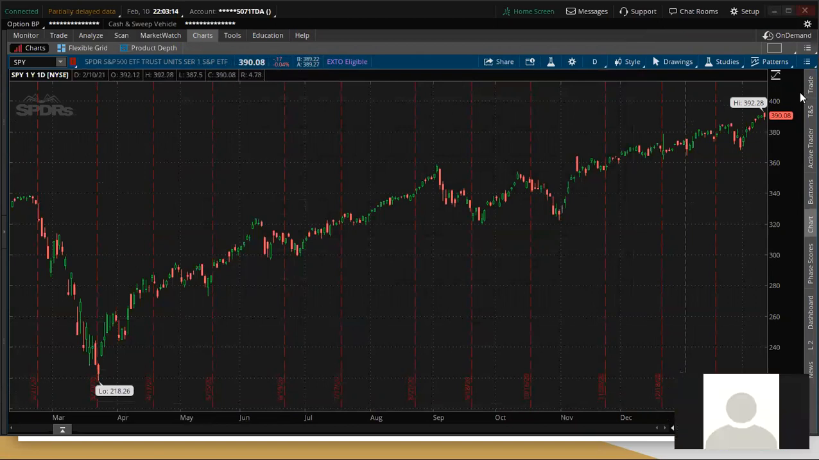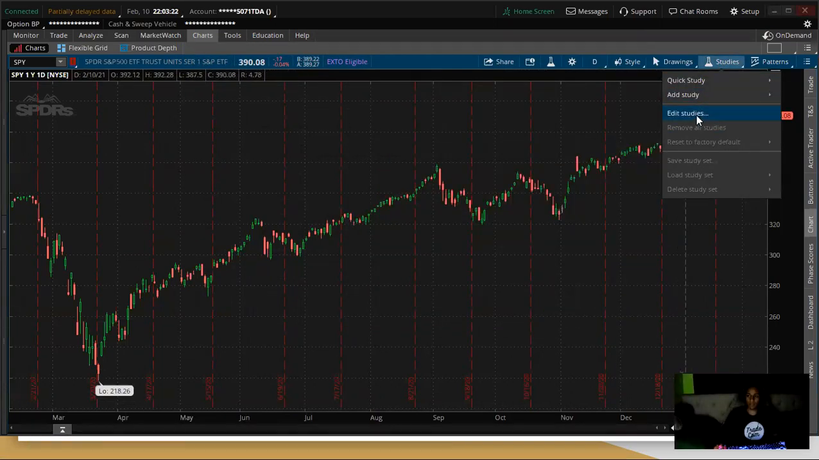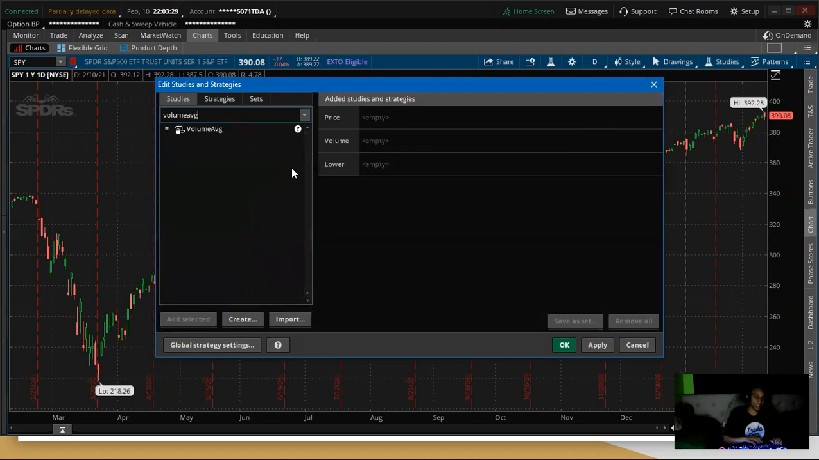Yes. All right, cool. Now we're going to add our own volume on the bottom part. We're going to click Edit Studies. You're going to type in volume AVG. All right, everybody at this point?